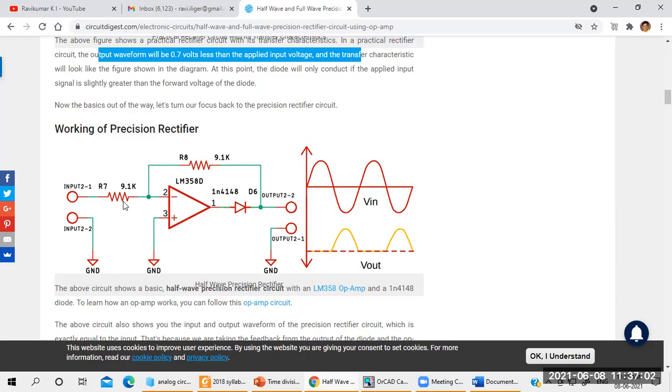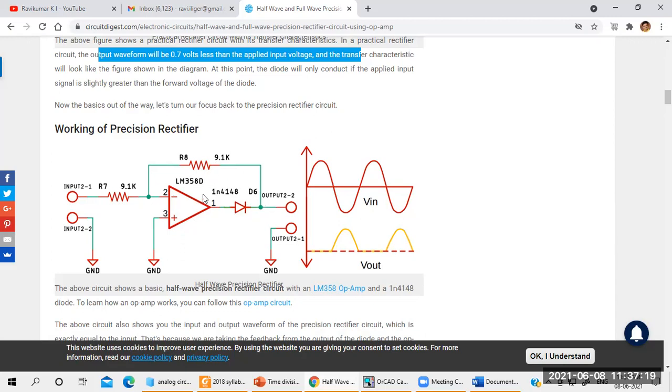Suppose you apply the negative cycle, what happens here? It will be inverted, so the output of the op amp is positive. When there is a positive here, the diode turns on. When it is in the on condition, you get a positive output. Understood? Then this resistance acts as the feedback.